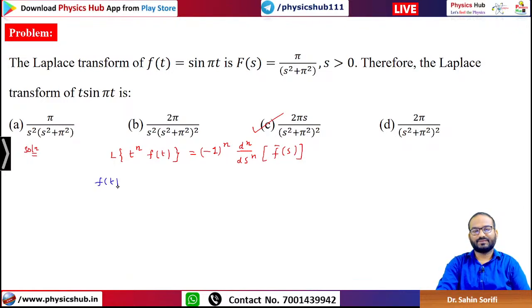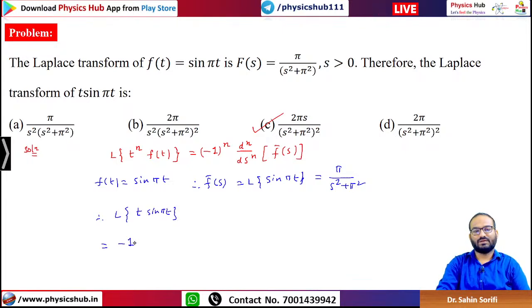So f of t is equal to sin pi t. So f bar of s, Laplace transform of sin pi t, is pi by s square plus pi square. Okay, so Laplace transform of t sin pi t equals minus 1 to the power n, here 1, d by ds of Laplace transform of sin pi t, that is pi by s square plus pi square. Yes, Harry, C.